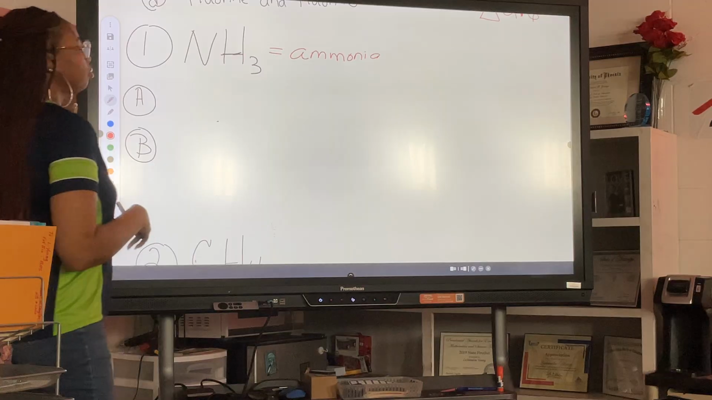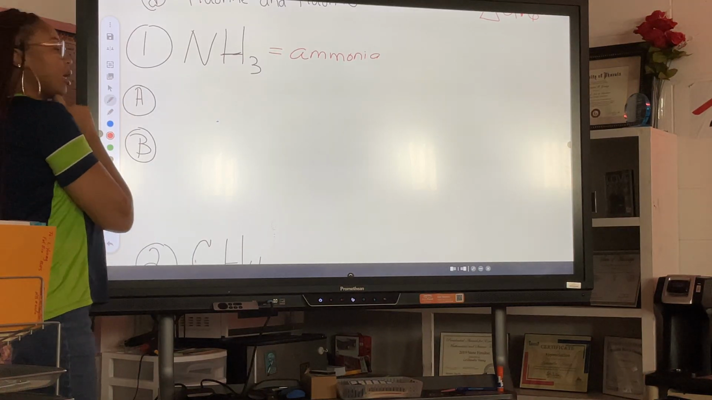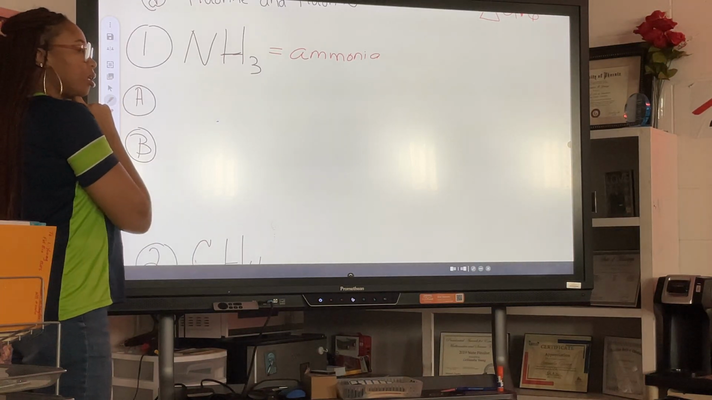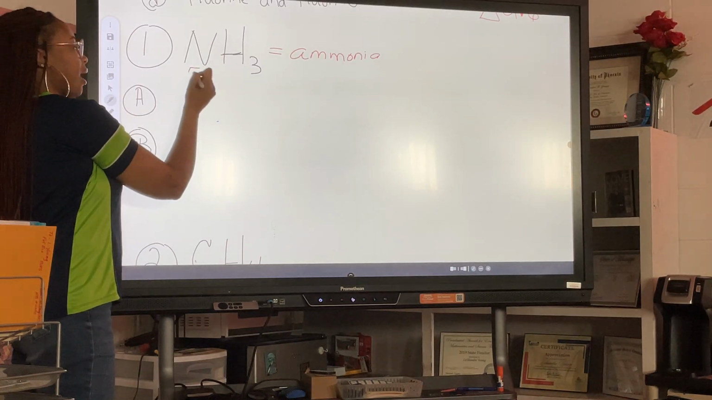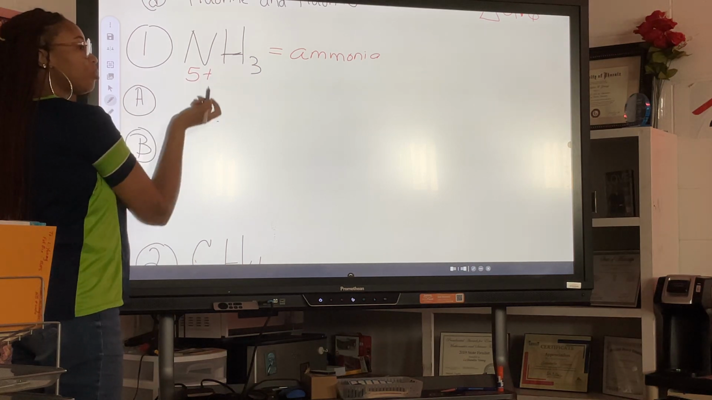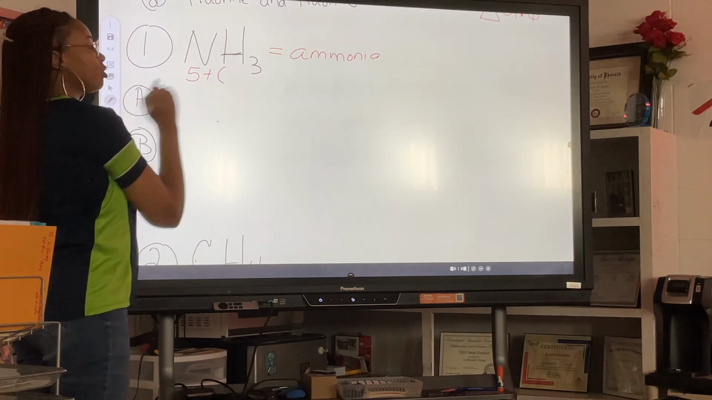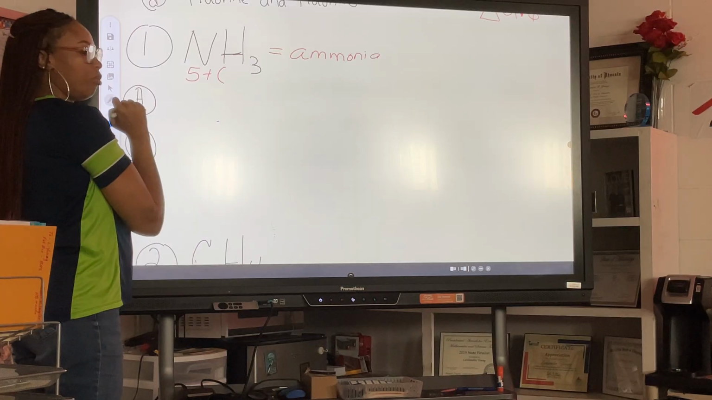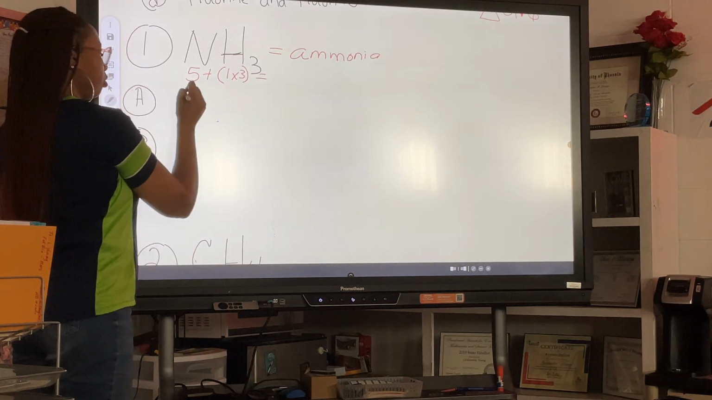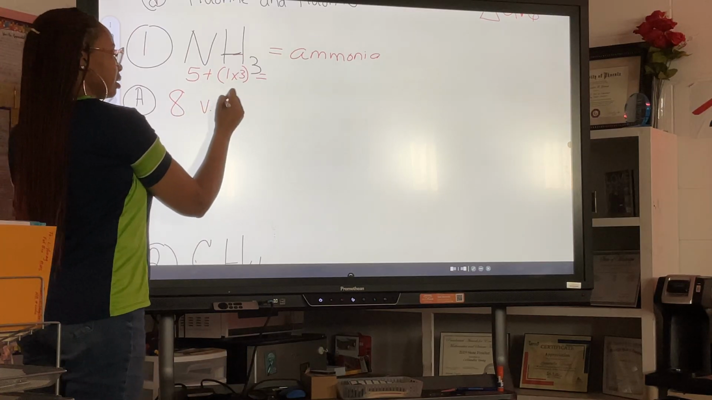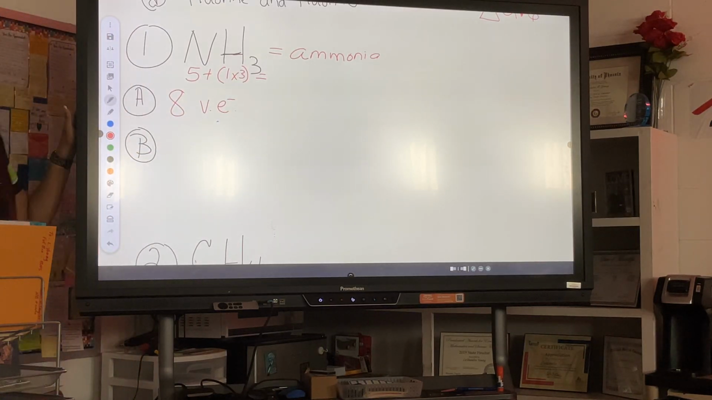All right, so how many valence electrons does it have? 8. It's 8, because nitrogen has how many? 5, plus my ones from hydrogen. How many valence electrons does hydrogen have? 1, and I have a total of 3 of those. So that gives me a total of 8 valence electrons. In this molecule, there are 8 valence electrons. All right, what's my next step?